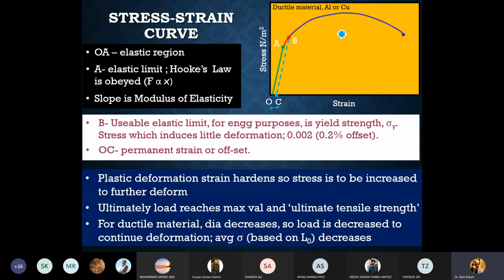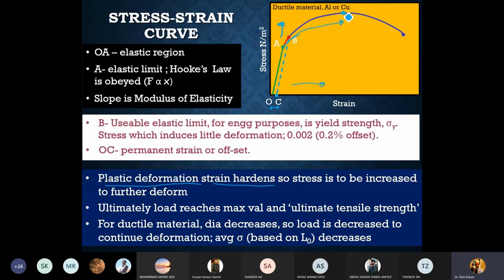Now, the important thing over here is that as you are raising the stress, the deformation is increasing. So plastic deformation strain hardens the material. Plastic deformation essentially hardens the material. So in order to deform more, you have to increase the stress until you reach this maximum point. Up till this point, you have to increase the stress in order to deform the material.